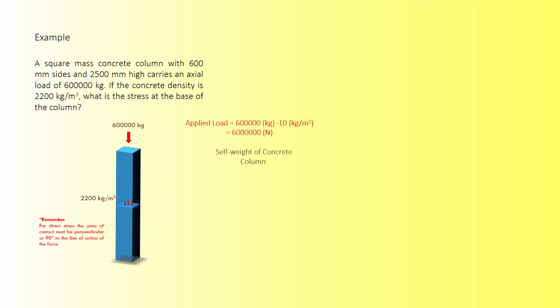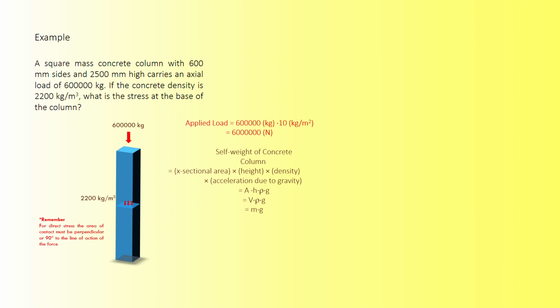Now the self-weight of the concrete column. You have to consider the density of the material multiplied by the cross-sectional area, multiplied by the height. Cross-sectional area multiplied by the height gives you the volume. Volume times density gives you mass. Mass times gravity gives you Newton.